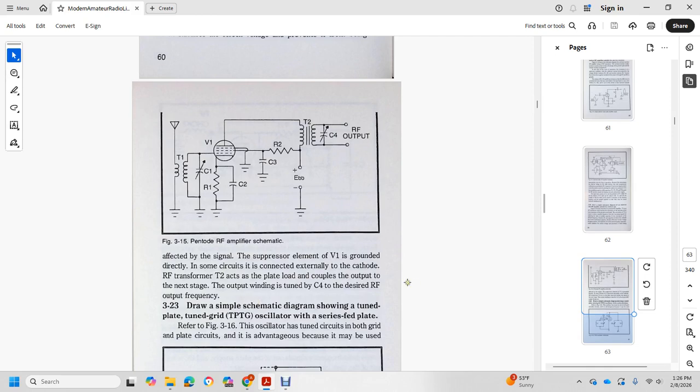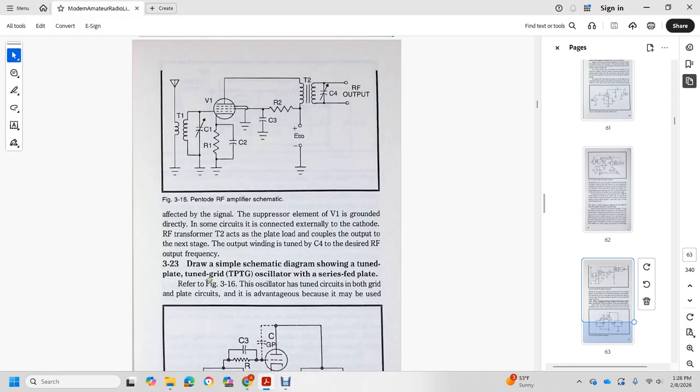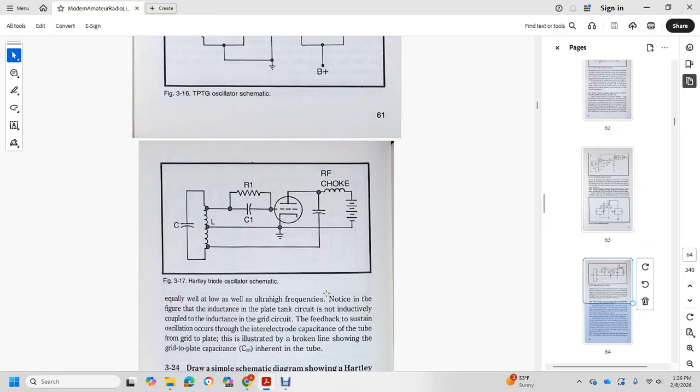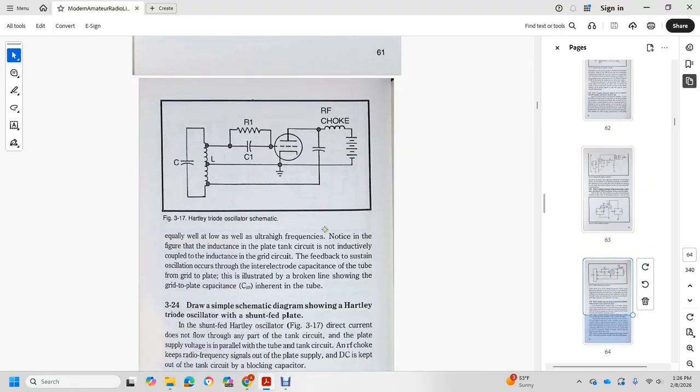Draw a simple schematic diagram showing the tuned plate, tuned grid oscillator with series-fed plate. Refer to figure 316. The oscillator tunes both grid and plate circuits, with the advantage that it may be used equally well at low as well as ultra high frequencies.